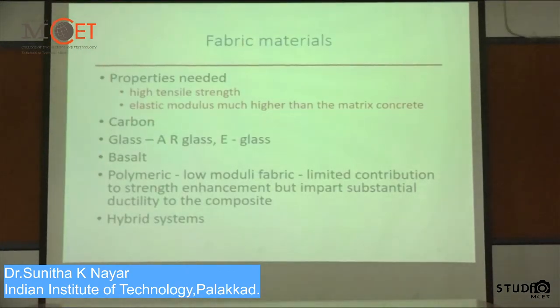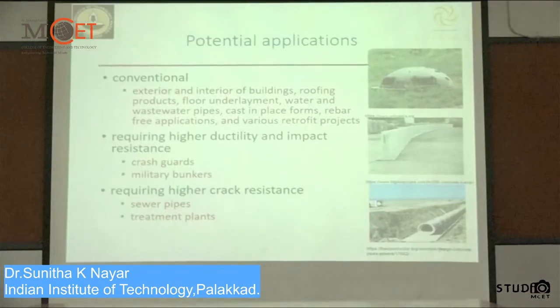Now, what are the types of fabric materials we use for making TRC? I told you that impact resistance is high. Even if a bomb comes and hits, it will not fail because it's not brittle anymore. It's quite ductile. That's why we are proposing it for crash guards, military bunkers, sewer pipes, water treatment plants, sewer treatment plants. All these applications we can go for TRC. In fact, the work that we are doing is concentrating on treatment plants, sewer pipes and water tanks. Once we are convinced with that, we will move on to look at military bunkers.